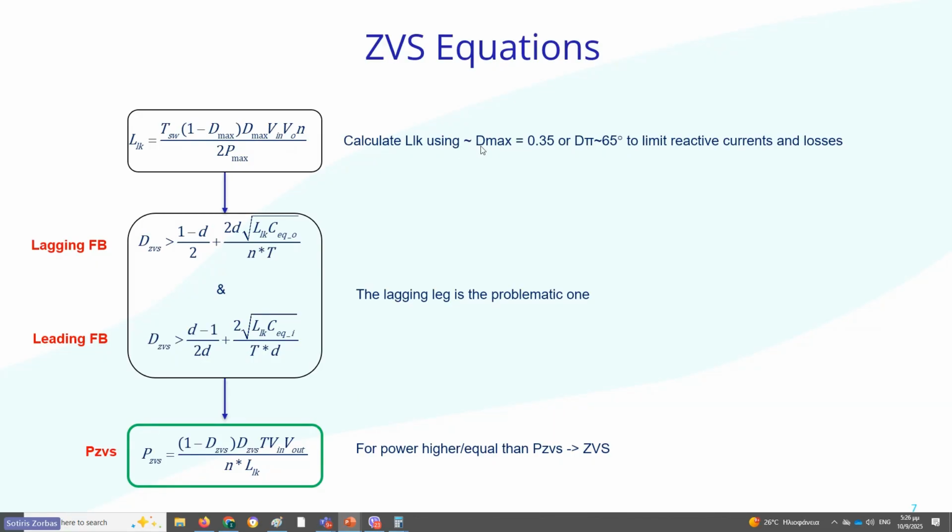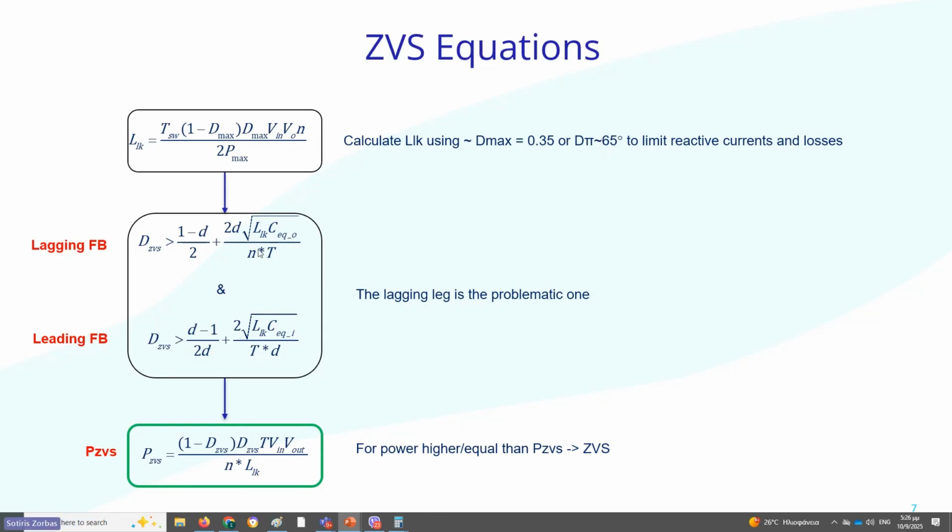Basically, my comment about reactive currents was exactly this. If you limit Dmax to 0.35 or dP to 65 degrees, as I showed you in the earlier graph, you will limit the reactive currents to a good point. Above this number, you can play, but you're paying a price.